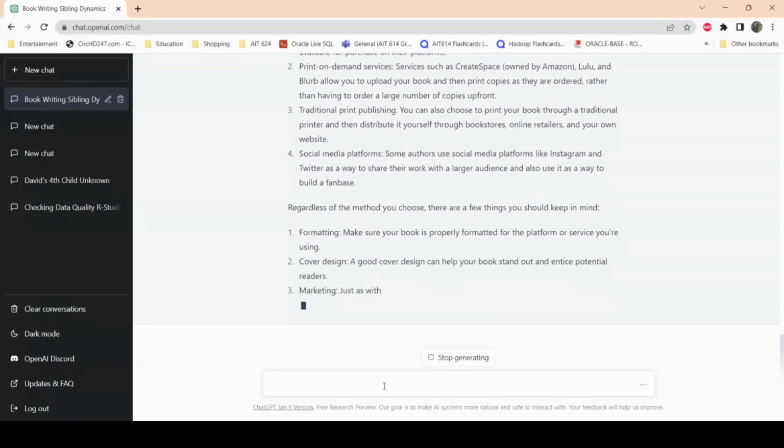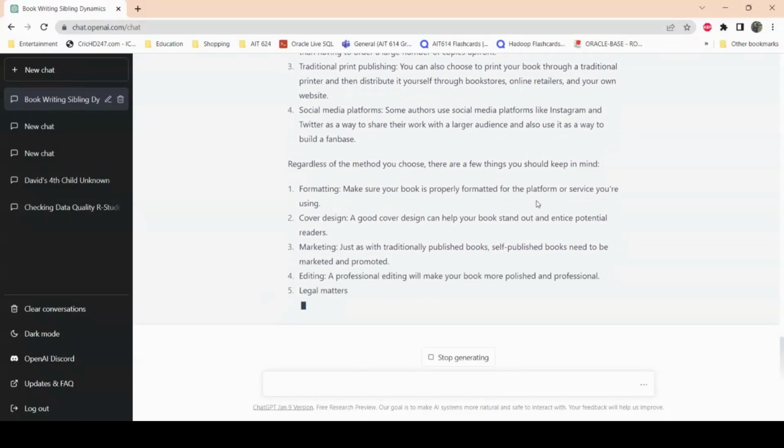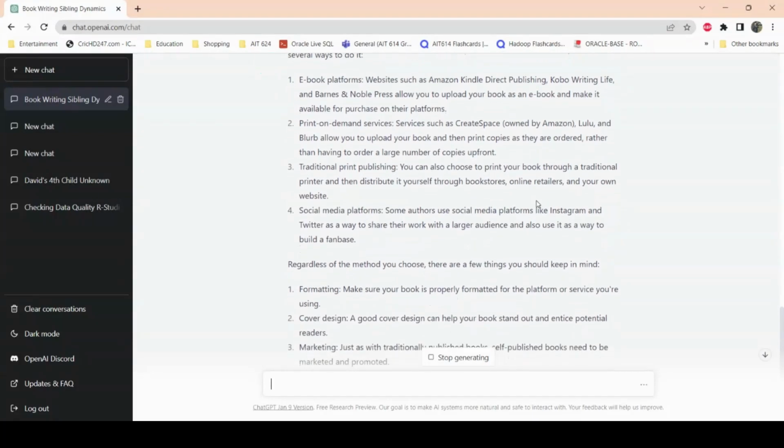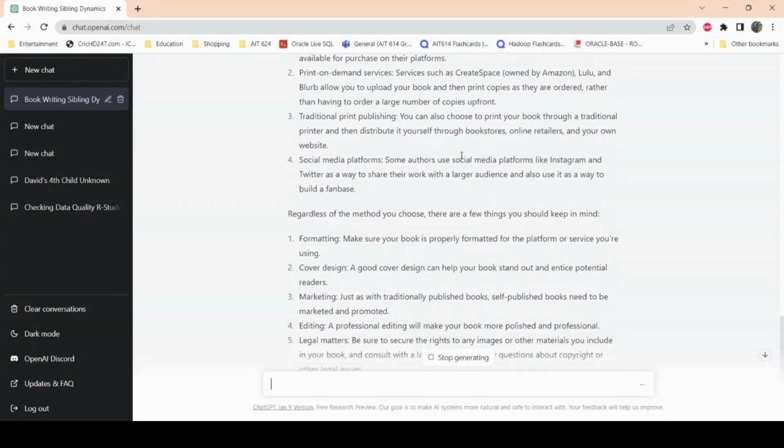And then print on demand services such as CreateSpace, owned by Amazon, Lulu, and Blurb. Okay, so these are print on demand. So these are if you want to sell your book in hard copy, so you have print on demand services.